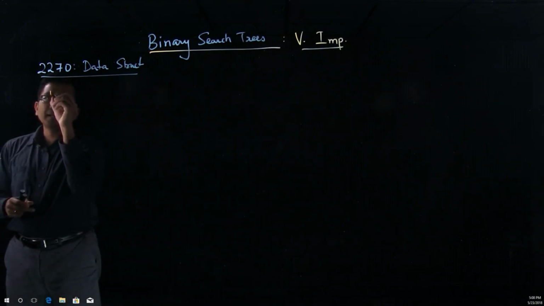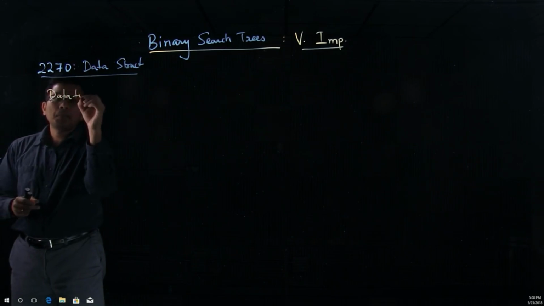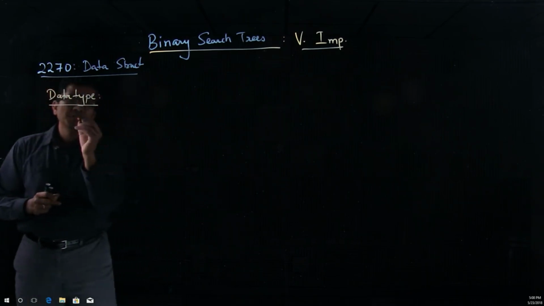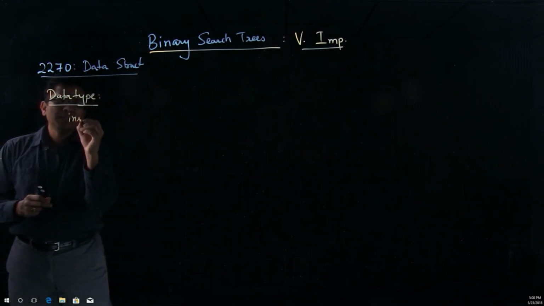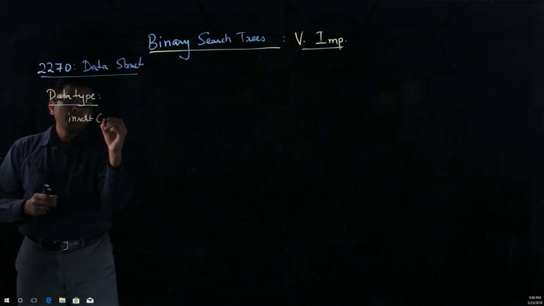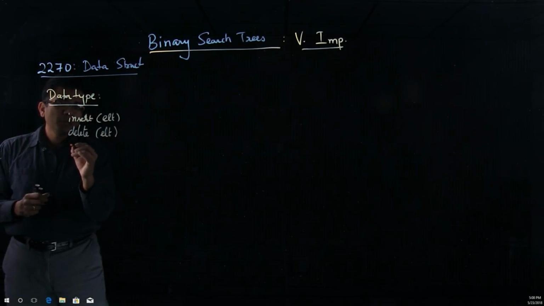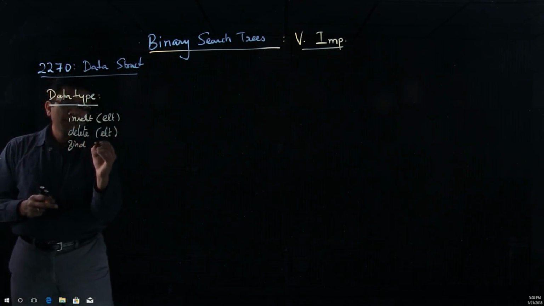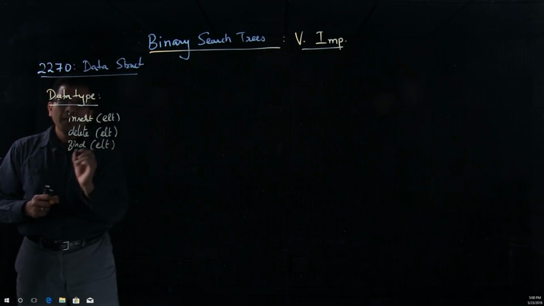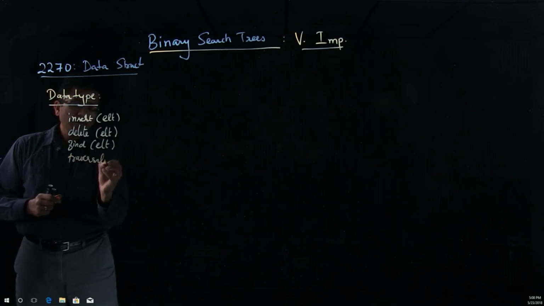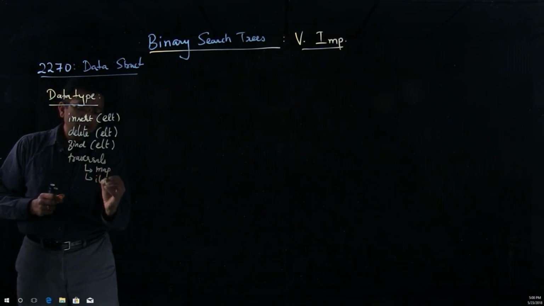Well, a binary search tree is a data type. It's an abstract data type that supports the following operations. It's going to support the ability to insert an element. It's going to support the ability to delete an element. And it's going to support the ability to find if an element exists. And it's going to support various kinds of traversals that can be used to support operations like map, iter, and so on.